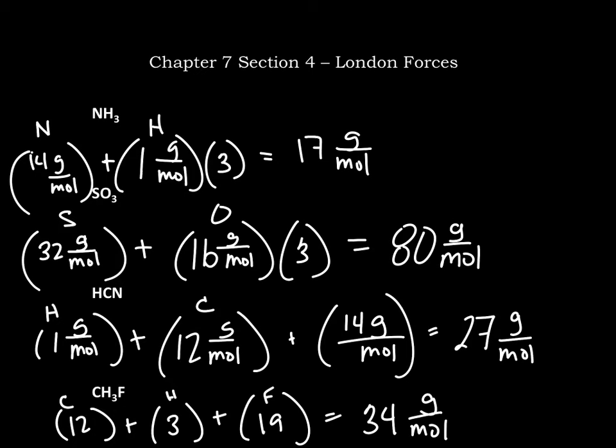So now to rank London forces from weakest to strongest, we're going to rank our molecules from smallest to biggest. So this means that the NH3 is going to be weaker London forces than the HCN, which is weaker than CH3F, which is weaker than SO3.